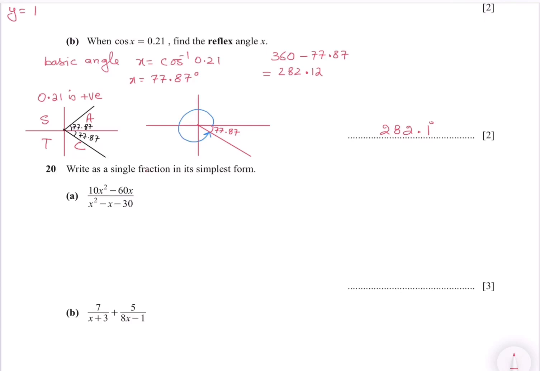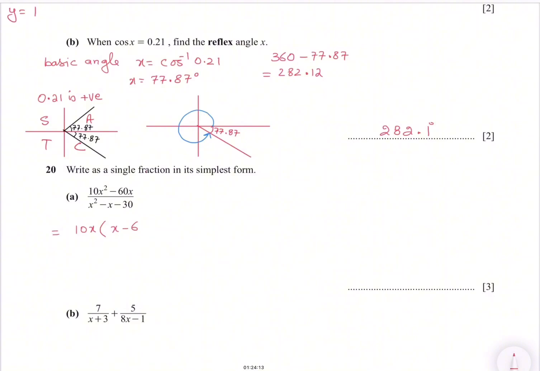Question 20. Write as a single fraction in its simplest form. So just factorize the numerator and factorize the denominator. Numerator factorization is simple: take 10x common. And the factorization of the denominator is with the help of mid-term breaking. You get x plus 5 and x minus 6. So x minus 6 is gone. Your answer is this.